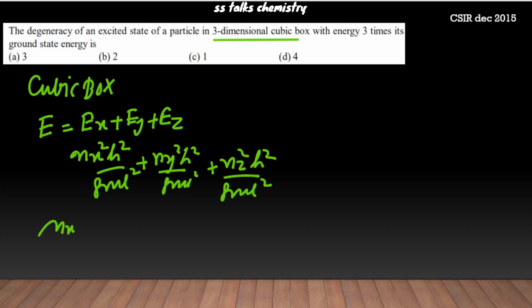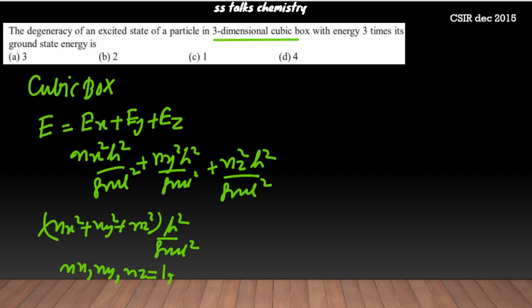That becomes your nx square plus ny square plus nz square into h square upon 8 ml square of it, right? Now here, these values nx, ny and nz are possible to be 1, 2, 3, like this. The higher values are possible in it, right?